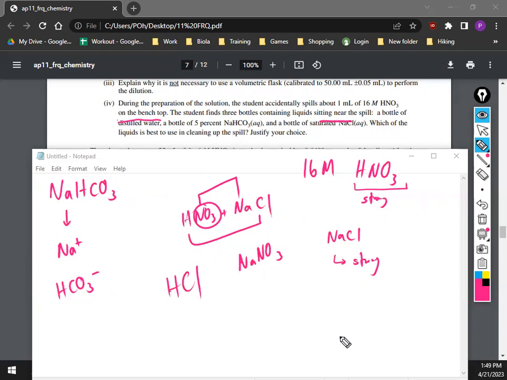Do you have to explain the reaction? No, you can just say that this ion will neutralize it. This ion acts as a base, something like that. Or you can say the explanation that I gave for why the other two won't work. That works as well. One or the other. You don't need all of what I just said. So if you want to be very simple, you can just say HCO3− will neutralize the acid, or you can say distilled water will just dilute it, and NaCl will not react with the HNO3. So that works too.